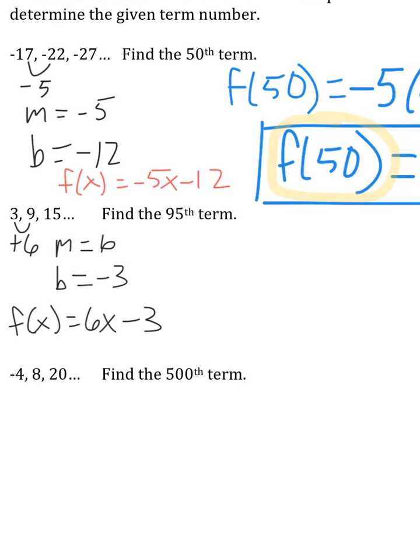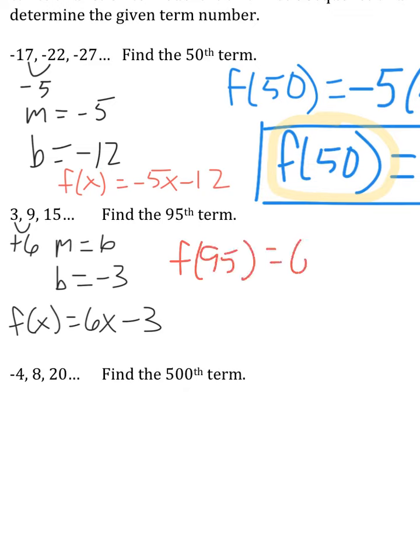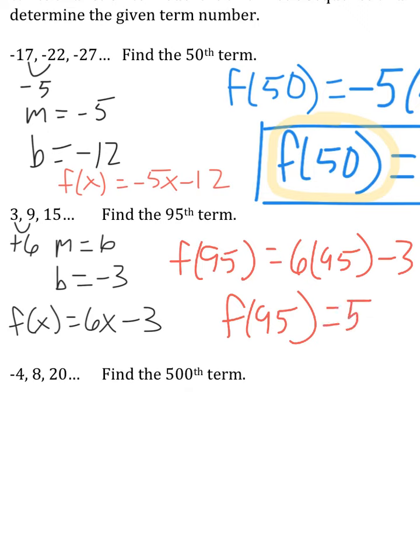So our function here is f of x equals 6x minus 3. If we want to find the 95th term, then we can substitute that into our function. So we have f of 95 is equal to 6 times 95 minus 3. And again, I plug that into my calculator to get that f of 95 is equal to 567. And there's my answer there. That's our 95th term in our sequence.